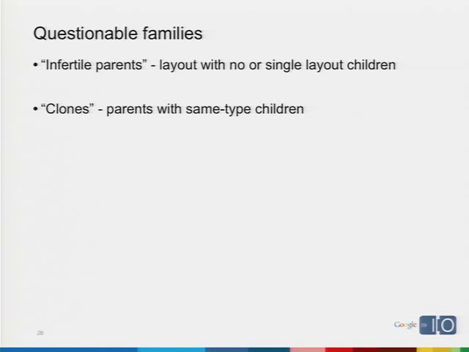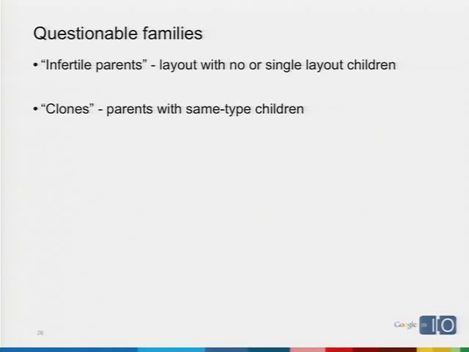So the first group I want to talk about is what I call infertile parents. So this is a layout or view group that has no parents or a single parent. Why do I need a linear layout that has a single child that is a linear layout? Did I say a single parent? I meant a single child. So why do I need a linear layout that has a single child that's also a linear layout, that has a single child that's a relative layout? The answer is that I don't. So, this is ripe for optimization here.